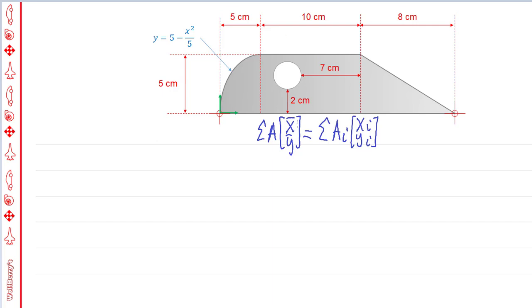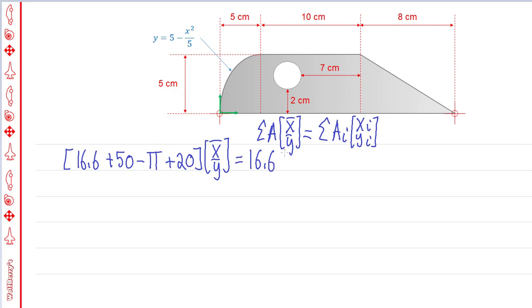Now, let's start by finding the total area, sum of A. So the total area is going to be the area of the curve, which was 16.6, plus the area of the rectangle, which was 50, minus the area of the circle, which was pi, because the circle is a hole, so we subtract it, plus the area of the triangle, which was 20, multiplied by x bar, y bar, equals. Now, each shape, the area of each shape multiplied by the distance of the center of mass of that shape from the axis. So starting with the first one, the area of the curve is 16.6.